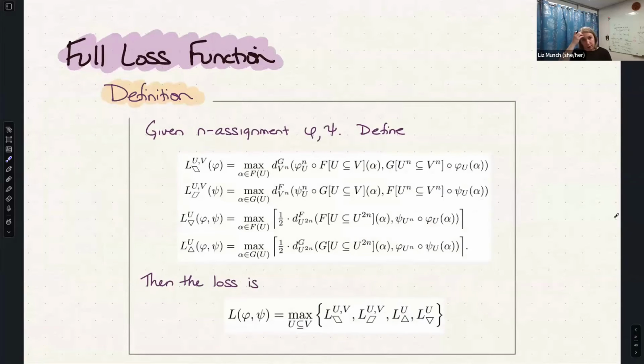Okay, so let's put it all together. So the definition of the full loss function is you give me some N assignment. We're going to define, all right, we've got to do the symmetric version. So we're going to end up with 4 different bits of this loss function: 2 versions of that parallelogram loss function and 2 versions of this triangle loss function. So I'm going to put all this together. The loss for a given N assignment is the maximum of these 4 numbers. All right. Cool. The notation is gross, but this is just the minimum K so that everything commutes by the time you get out to that K.